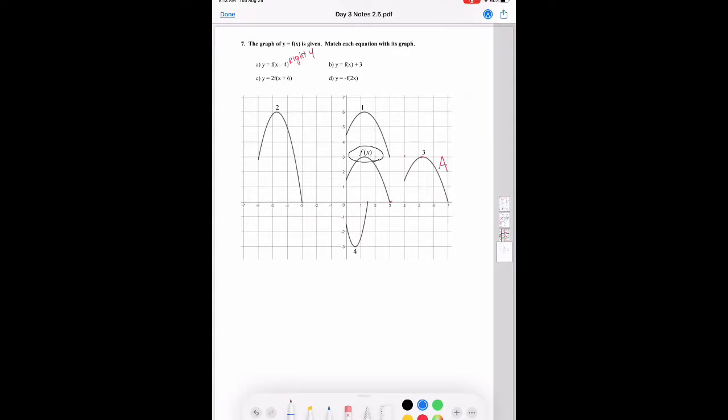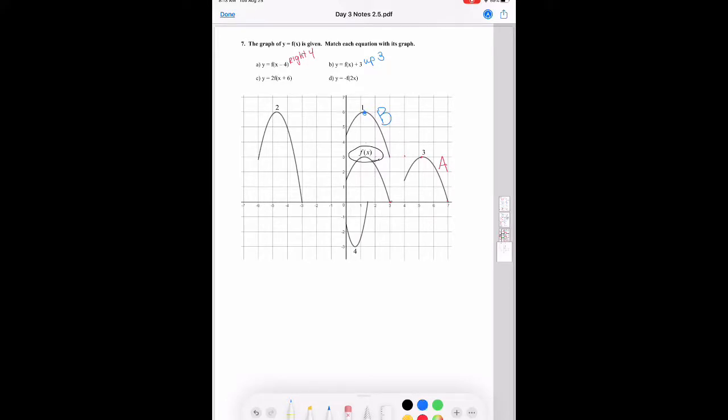All right, let's do B. We see we're adding 3 on the end, so up 3. Look at our original function. If I go up 3, 1, 2, 3, it looks like this is a good match here. It's the only one that moved up and only up.